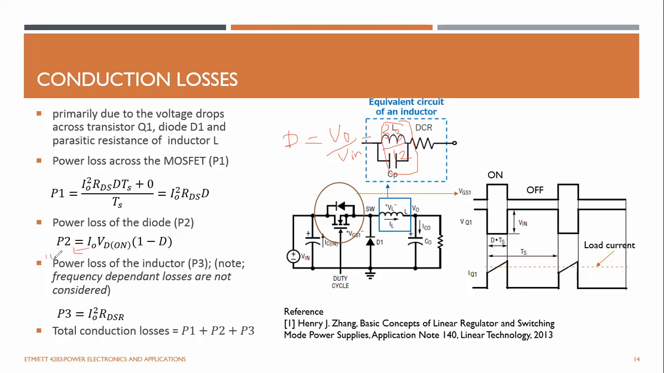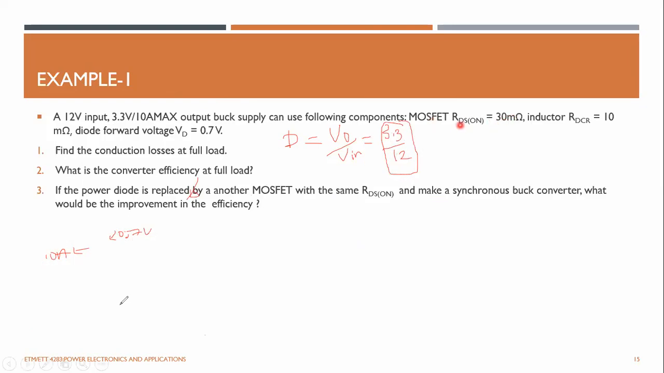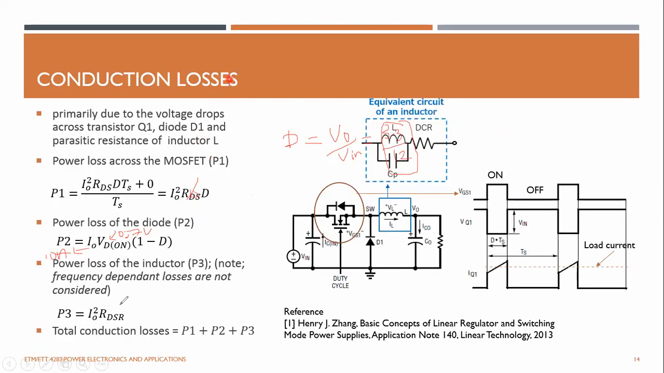This is 10 amp. And this is 0.7. And the duty ratio we know, and RDS(on) of the MOSFET is 30 milliohm. And this one is 10 milliohm. So by substituting, you can get these values.